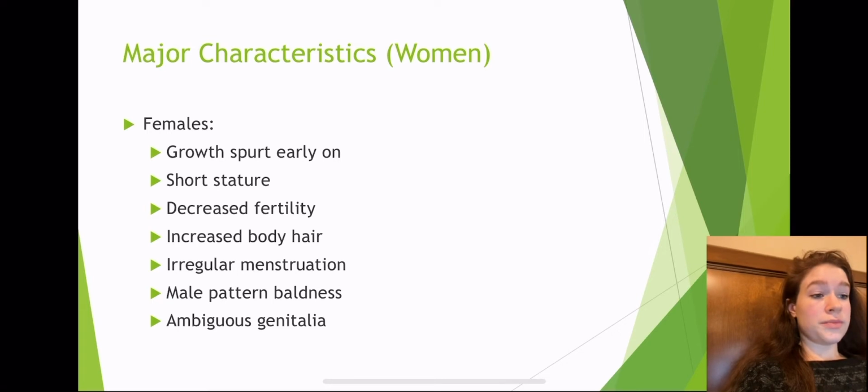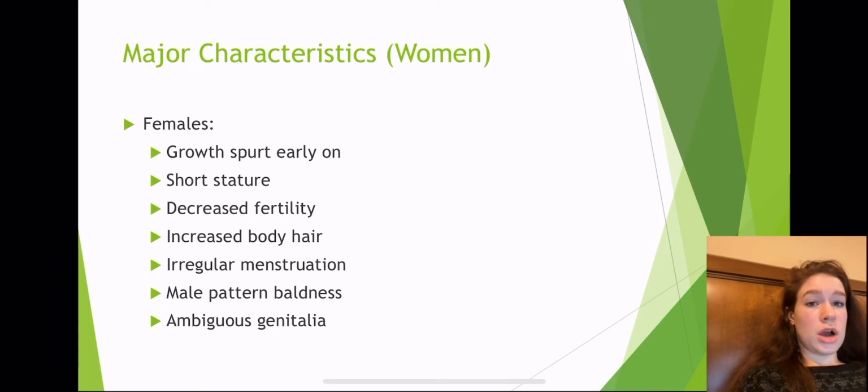For females, they also will have stunted growth, and could have an abundance of body hair, which is known as hirsutism. Their menstruation can be irregular, and they could experience male pattern baldness. They also tend to have ambiguous external genitalia that is not clearly female or male, and have a decrease in fertility.